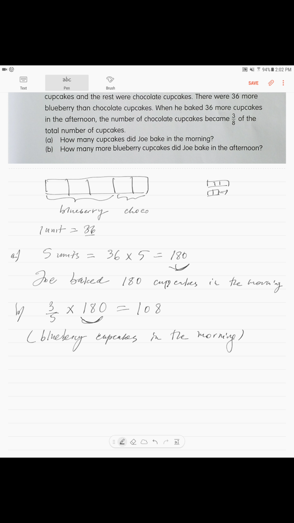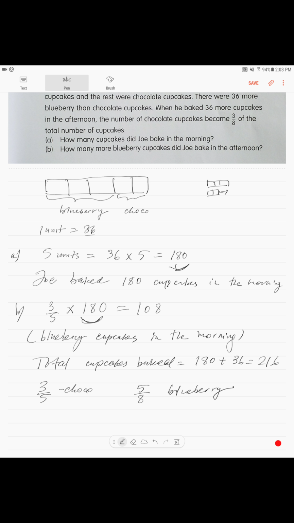Now, what did he do? In the afternoon, he baked 36 more. So our total changed. Total cupcakes baked. This is our 5 units, which we calculated, 180 in the morning plus 36 in the afternoon. It gives us 216 totally. Now they tell us the number of chocolate cupcakes became 3/8 of the total. So 3/8 is the chocolate, which means that blueberry were 5/8.